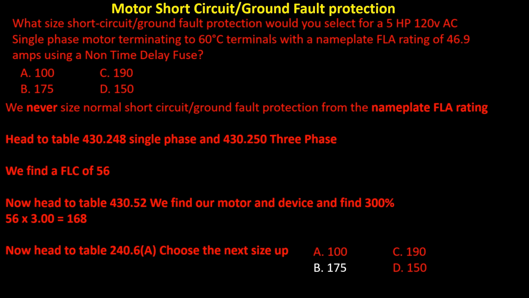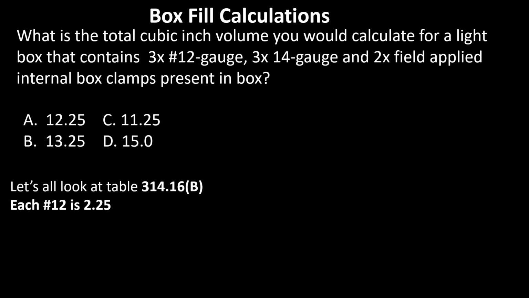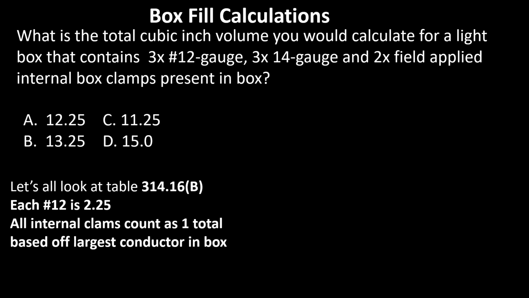Great job. What is the total cubic inch volume you would calculate for a light box that contains 3 12-gauge, 3 14-gauge, and 2 field-applied internal box clamps present inside the box? So we're going to look at table 314.16(B). We're going to pull our individual volume for our 12-gauge. All internal clamps are going to be 1 based off the largest conductor in the box. In this case, the 12 is the larger gauge conductor.